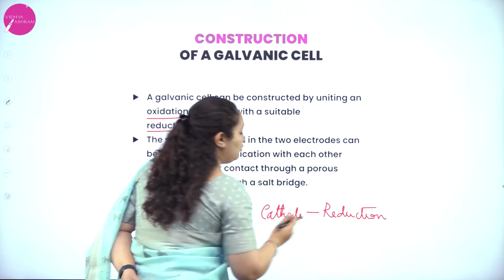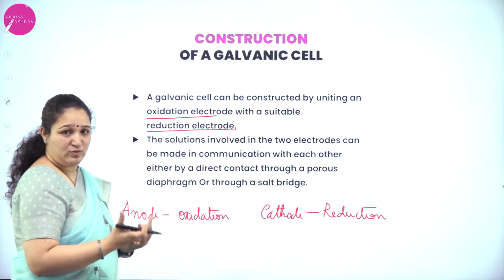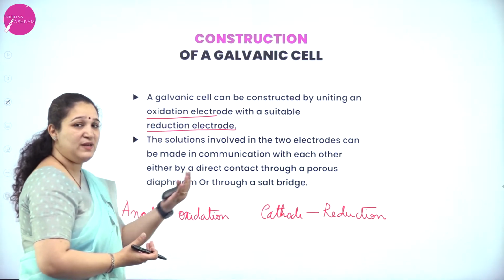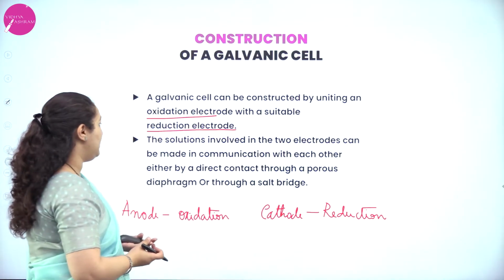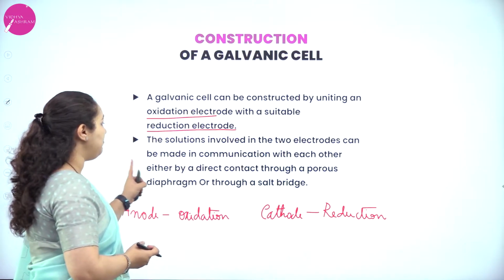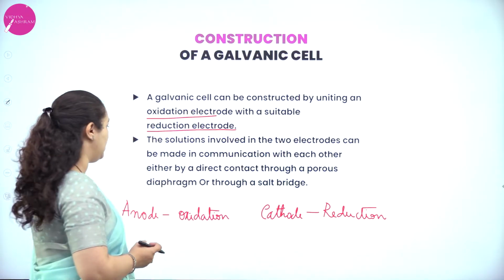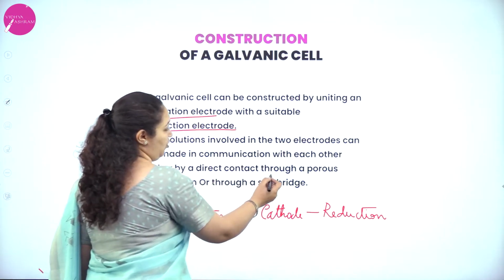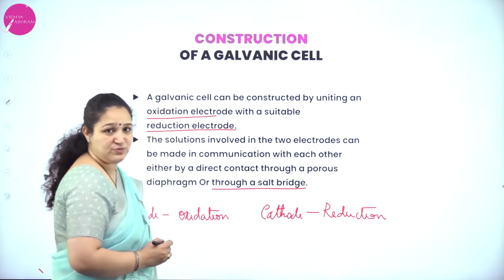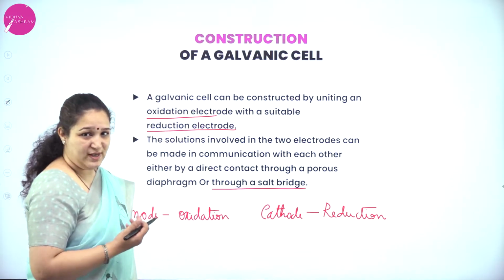So to construct a galvanic cell, you should have an electrode in which oxidation takes place and an electrode in which reduction takes place. The solutions involved in the two electrodes can be made to communicate with each other either by direct contact through a porous diaphragm or through a salt bridge. So what is this salt bridge exactly?